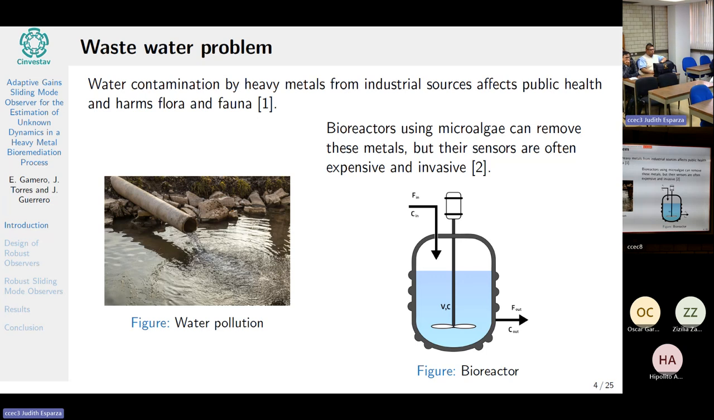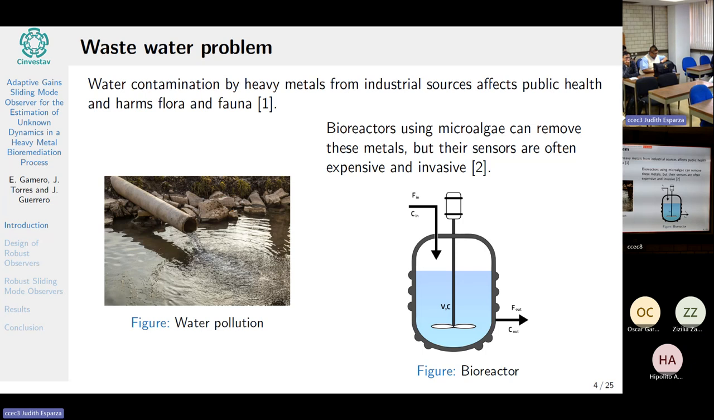And of course, we have some prototypes that we can use to solve this problem. One type of prototype is a bioreactor. A bioreactor is a tank that we can fill with this contaminated or polluted water, with heavy metals such as zinc or many other types of heavy metals. And we can use microalgae to remove these metals. And of course, we have some troubles in these bioreactors.